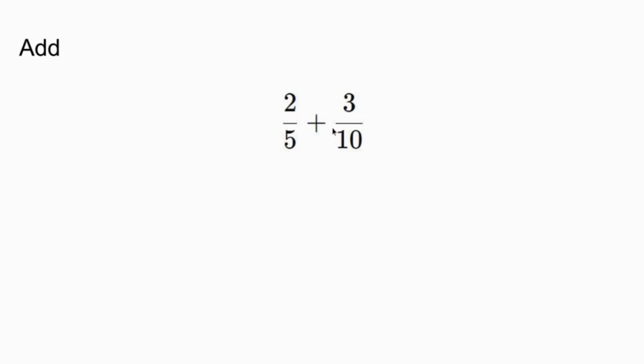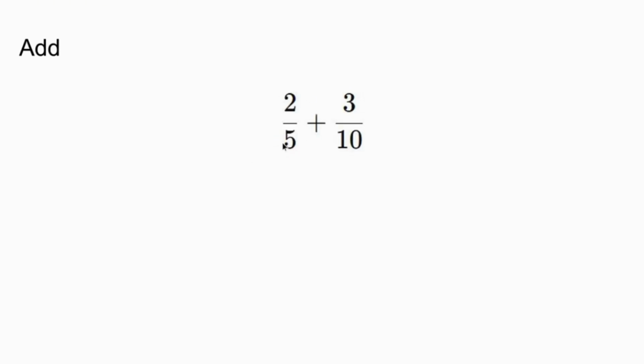Add 2/5 plus 3/10. In order to add fractions, you need to make sure that the denominators are the same. Well, they're not. This is a 5 and this is a 10. But I can find a least common denominator pretty nicely because 5 is divisible by 10, which means 10 is a least common denominator. So I need to turn this one fraction into a fraction over 10.